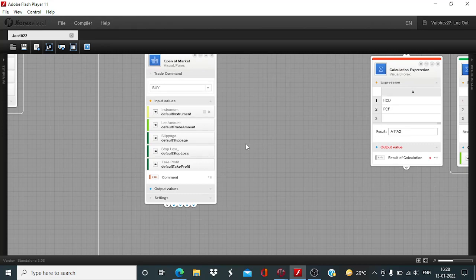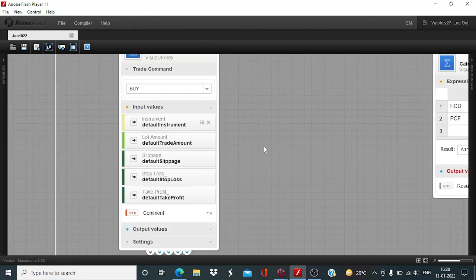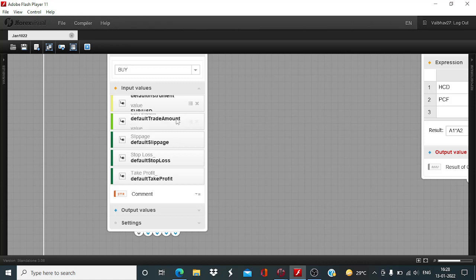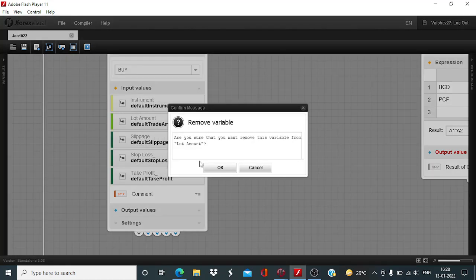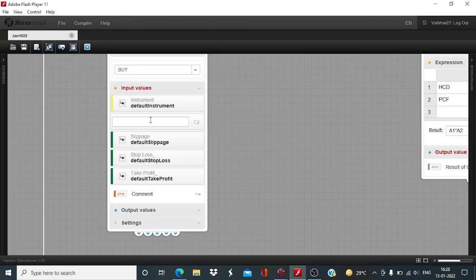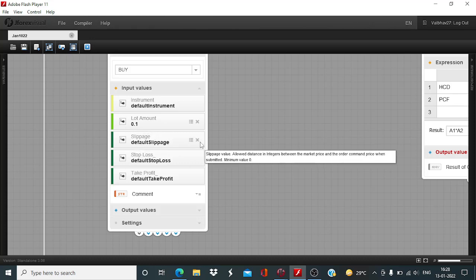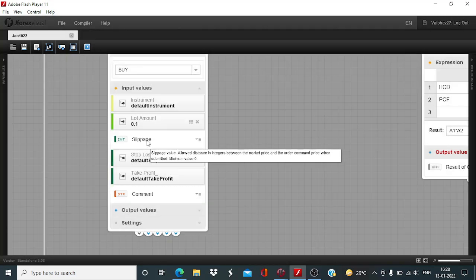Okay, this is going to be a buy order. Default investment remains as it is. Trade amount I will change to 0.1 million. Slippage, 2 pips slippage is good enough.